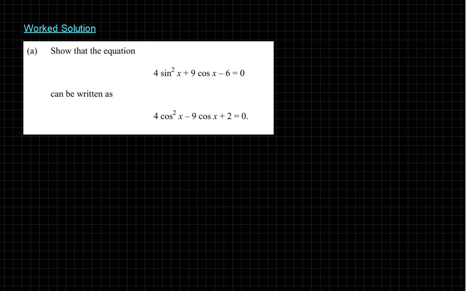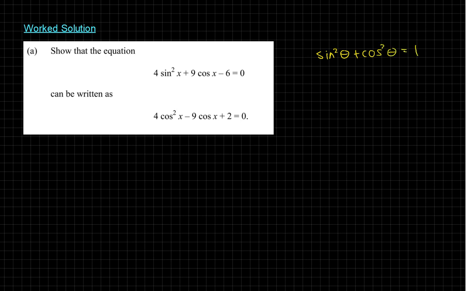Okay, so first off, we're just going to do a little bit of rearranging. So hopefully you spotted the identity you're going to have to make use of. The most commonly used trigonometric identity, sine squared plus cos squared equals 1. Or in this case, a rearrangement of this, sine squared equals 1 minus cos squared.